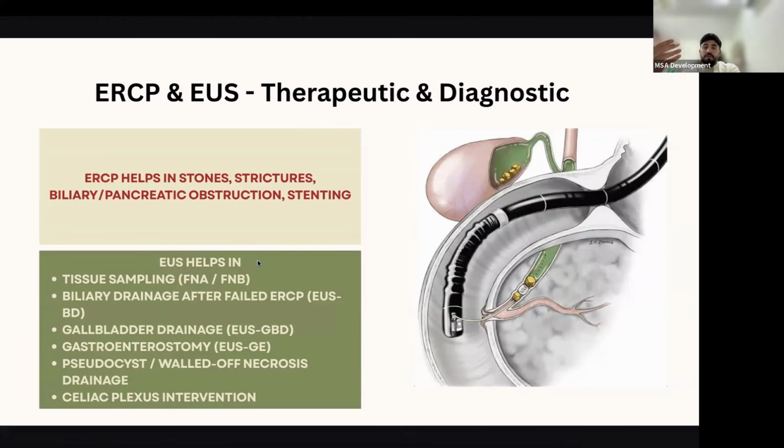You could also get some tissue sampling, like, you can get some FNAs. You can drain biliary trees after failed ERCPs. It could help in removing gallbladders, fluid buildup like drainage. You know what I'm saying? If they have any sort of pseudocysts, especially in the pancreas, pancreatic pseudocyst necrosis, you could go in and drain it as well using an EUS. So basically, these are their uses. Takeaway, they're therapeutic and diagnostic. Okay.